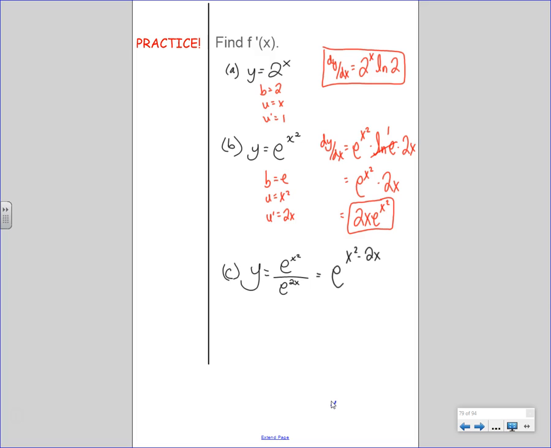How does that make everything a whole lot easier? Well, now you just have to go e to the u. Could quotient rule have worked? Yes, but we would have to do a lot of simplifying. That's so much easier. Same base rule, right?